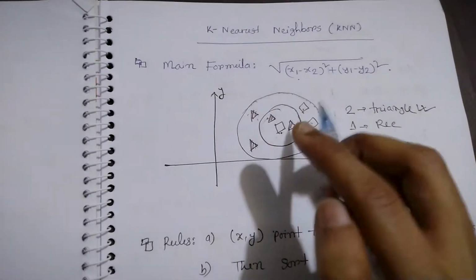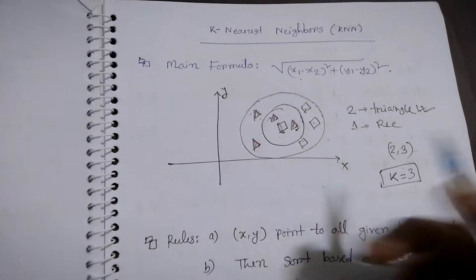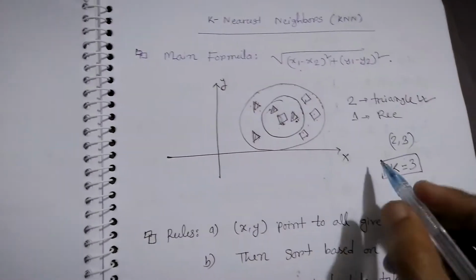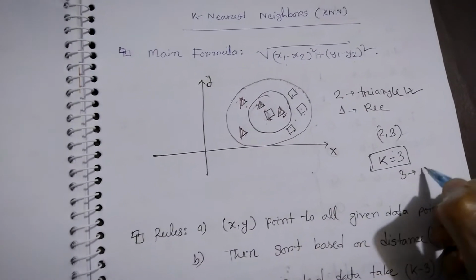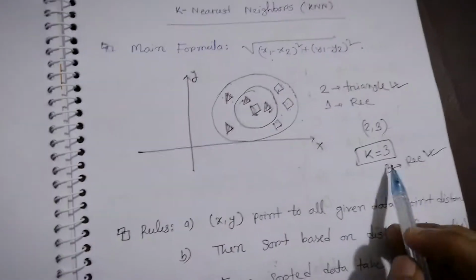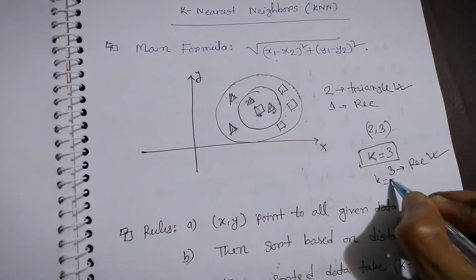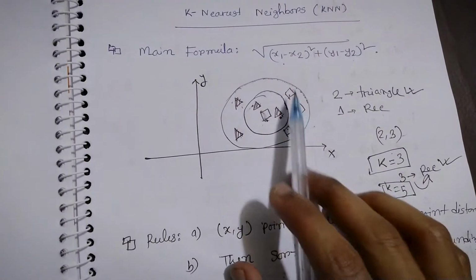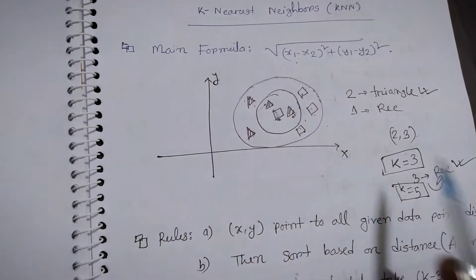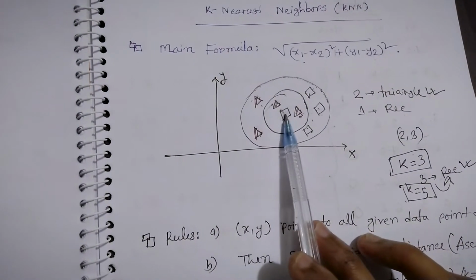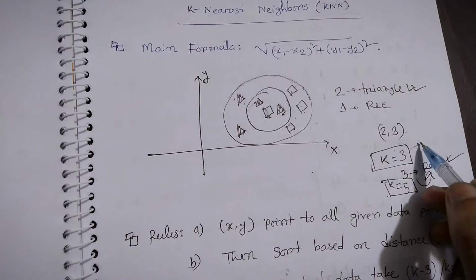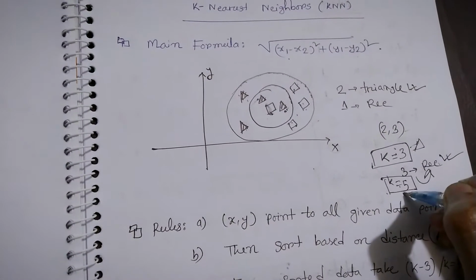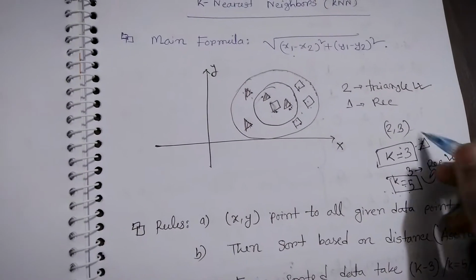So who wins according to vote? Just forget these things, they don't exist. So there are 3 rectangles and 2 triangles. So here the rectangle wins. If we take k equal to 5, the rectangle wins, because there are more rectangles in this class. But if we take k equal to 3 here, the winner is triangle. So based on what k value we take, the decision changes, so be careful with that.